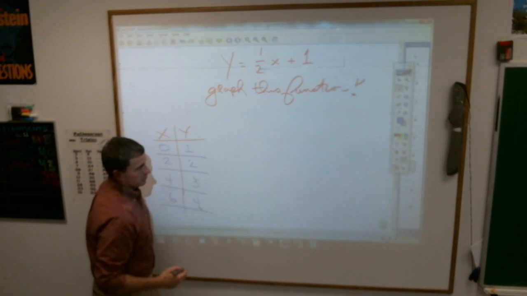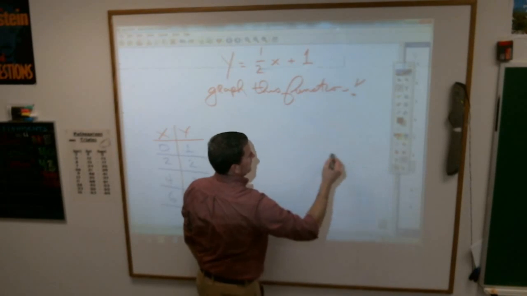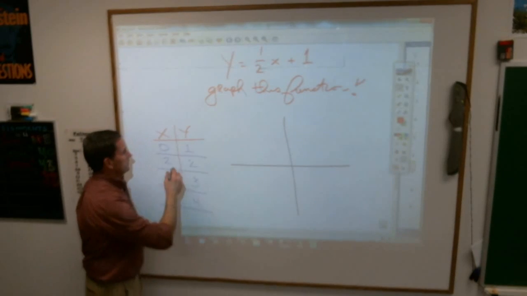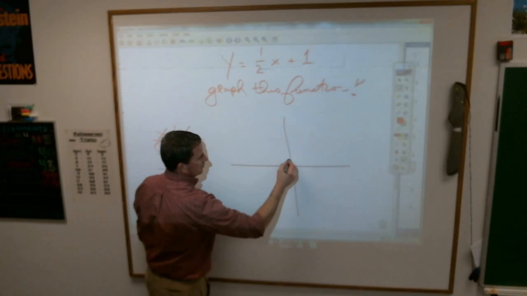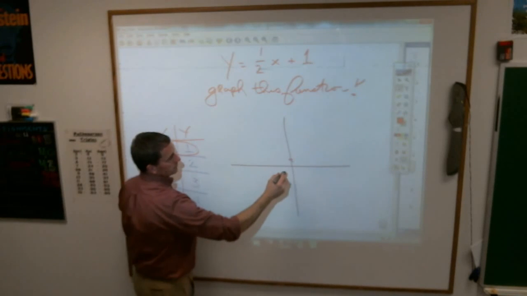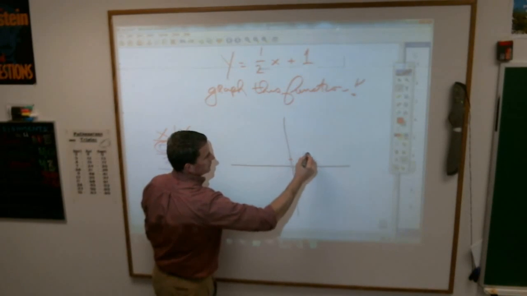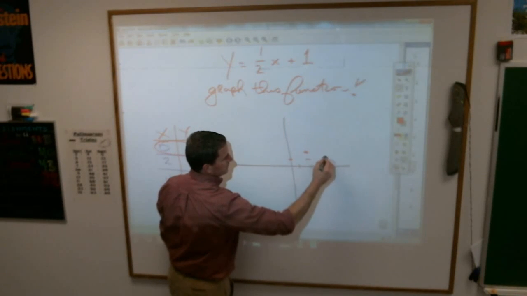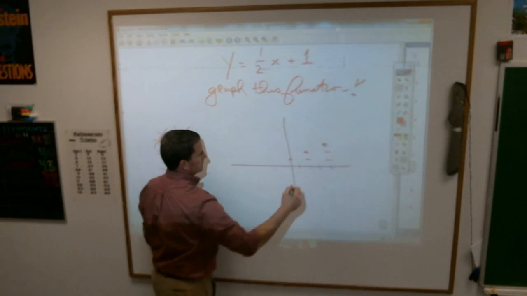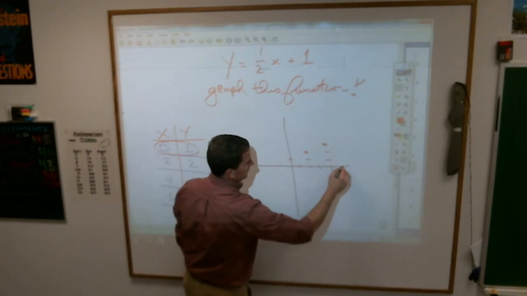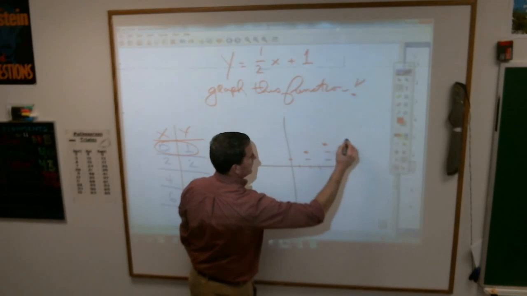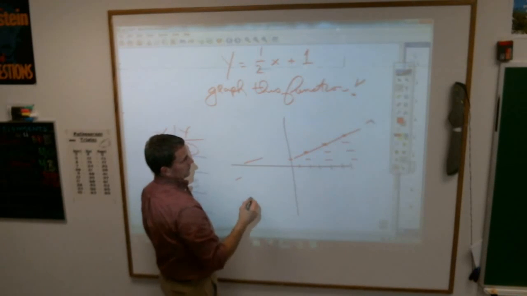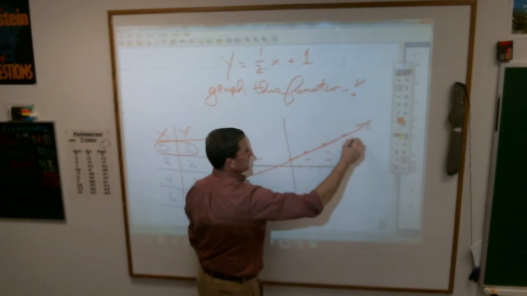Doesn't matter what numbers you put, you're going to get the same graph. Here is my x and y axis. Here's 0, 1. 2, 2. 4, 3. And 6, 4. And you should have your line go straight through there like that.